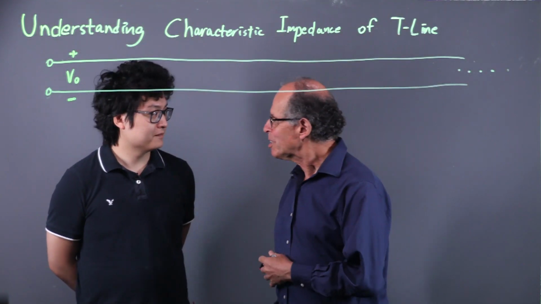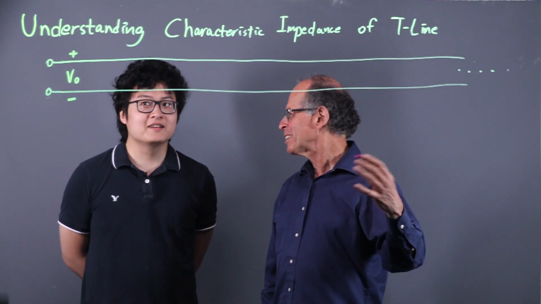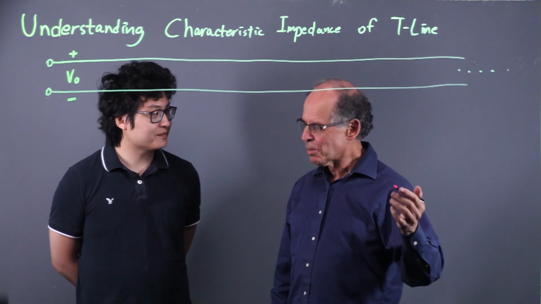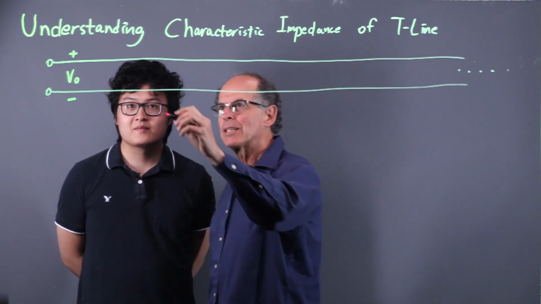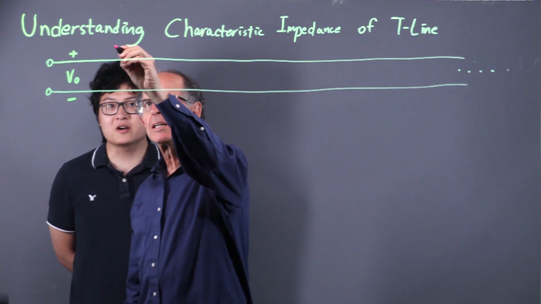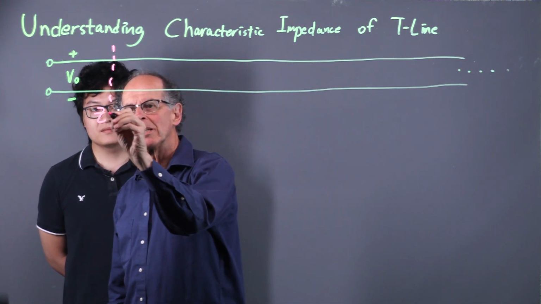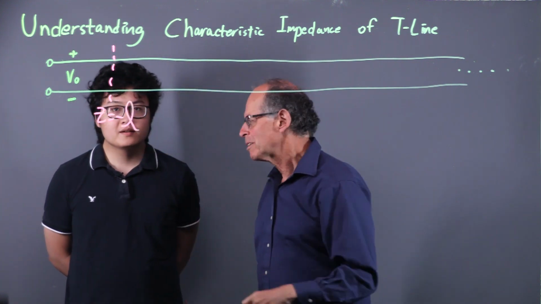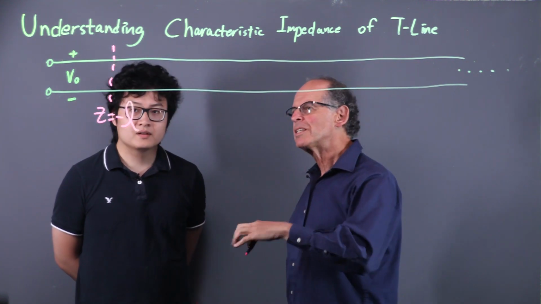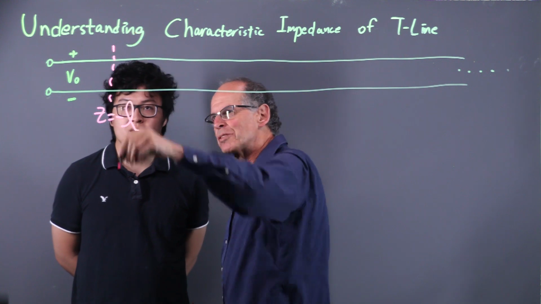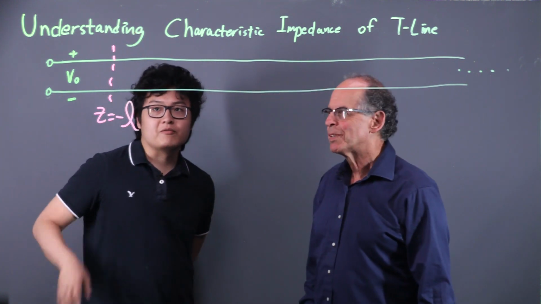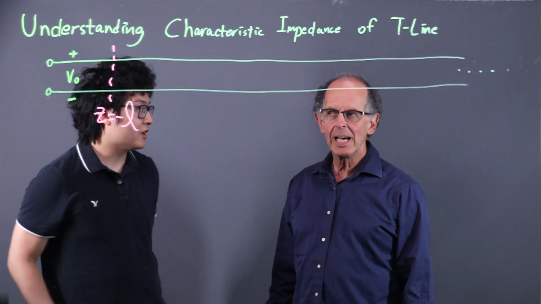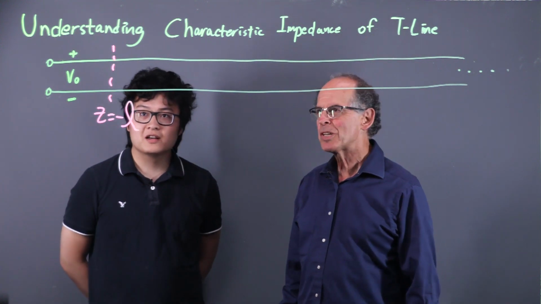Well, Sam, let's continue our intuition and understanding here. So I'm going to ask you a question. Let's look at some point along the line. Okay. And we'll look at z equal to negative L, some negative distance. So what's the characteristic impedance at this point? You mean from this point looking towards the end of the line? Yeah. Well, Z naught. Z naught.